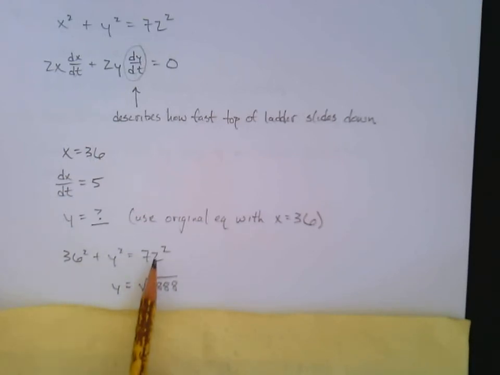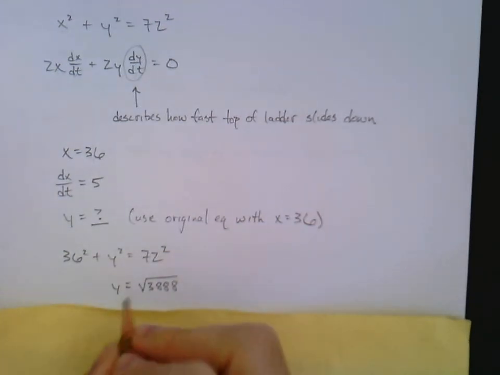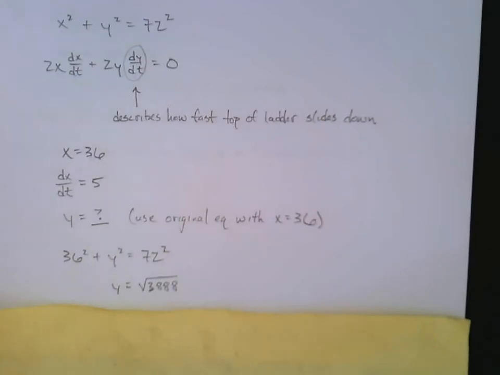And I just did this in one step in my calculator. 72 squared minus 36 squared gave me 3,888. And then I took the square root, like so. So y will equal the square root of 3,888. Now, I could simplify this, no problem. Some calculators will simplify that for you on their own. Or I could leave it like that.